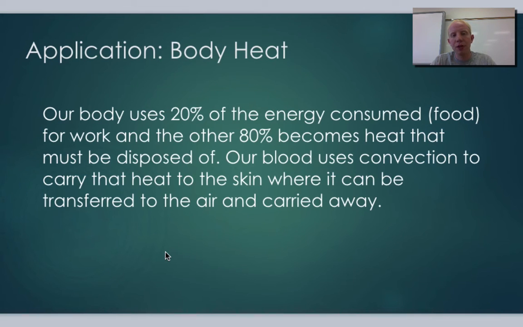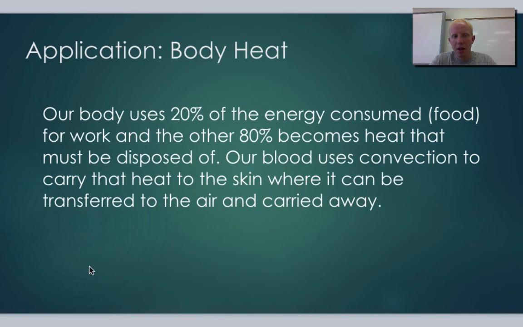Convection is also how you keep your body warm. Your body uses 20% of the energy consumed for work to move your muscles around and things like that. The other 80% becomes heat that is disposed of. That happens through your blood. Your blood is basically a convection system that carries heat throughout your whole body, up your arms, through your legs, to your heart. That's how you stay warm. That's why we're able to generate so much heat, and that's why our internal body heat's around 98 degrees Fahrenheit, because our blood is what's circulating that for us.